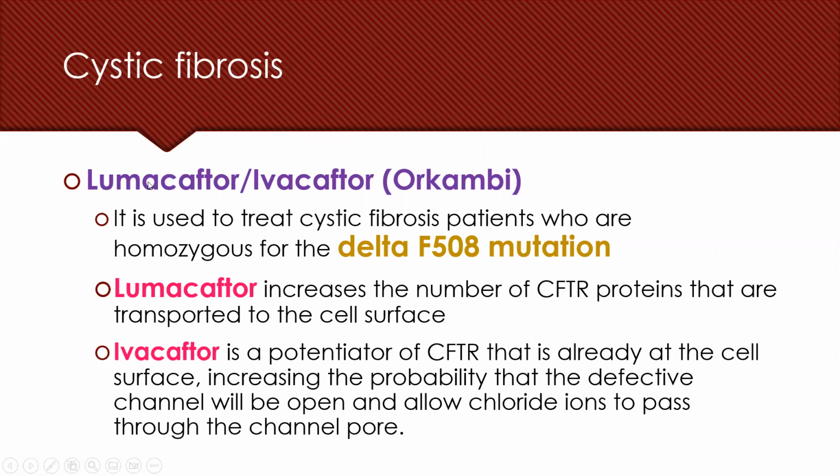We have two molecules, Lumacaftor and Ivacaftor. Lumacaftor increases the number of the CFTR proteins, which are the cystic fibrosis transmembrane conductance regulator proteins. This is the mechanism of action. You will find a question asking about this mechanism of action. And Ivacaftor is a potentiator for CFTR proteins. It potentiates the action of the already existing CFTR proteins, but Lumacaftor increases the number of the CFTR proteins itself. A question here, a question here, a question here.